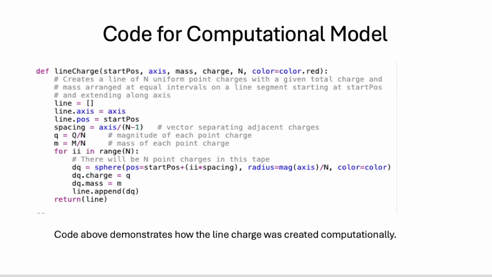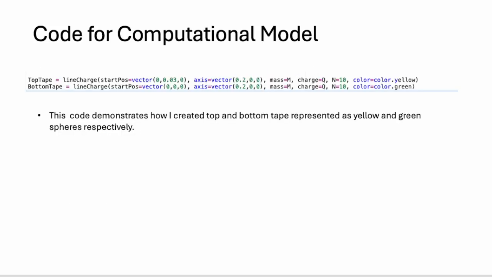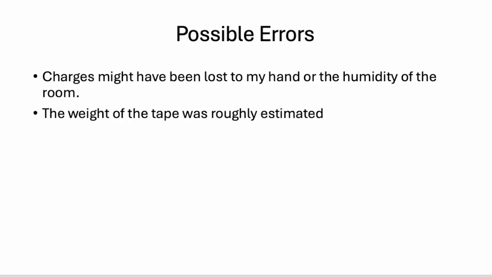I want to move on to the code for the computational model. On this page, I defined a line charge function using a for loop here, and this code above demonstrates how the line charge was created computationally. It demonstrates how I created the top and bottom tape, represented as yellow spheres and green spheres respectively. Some possible errors might be that the charges might have been lost to my hand or due to the humidity of the room, and the weight of the tape was roughly estimated.